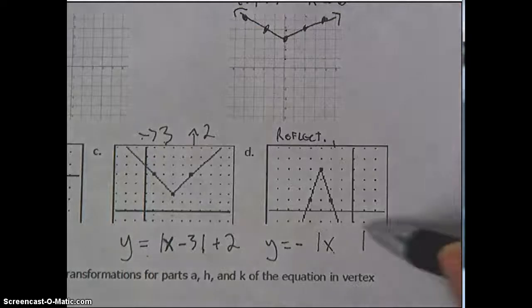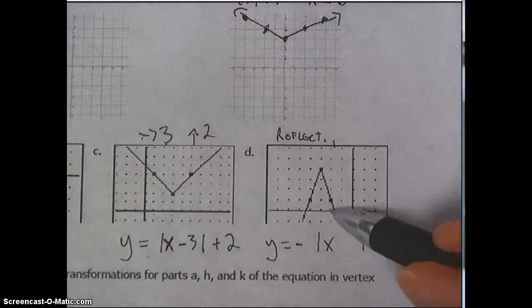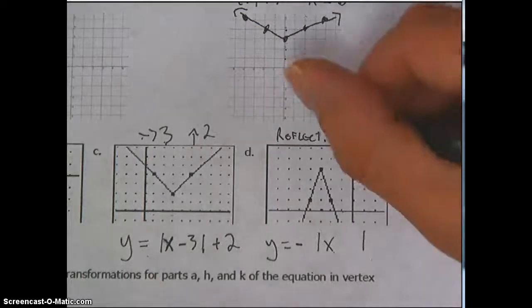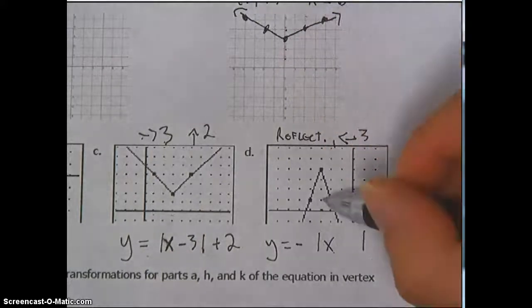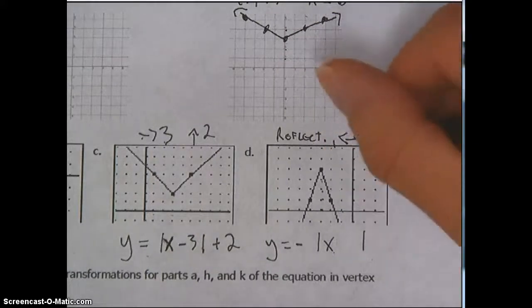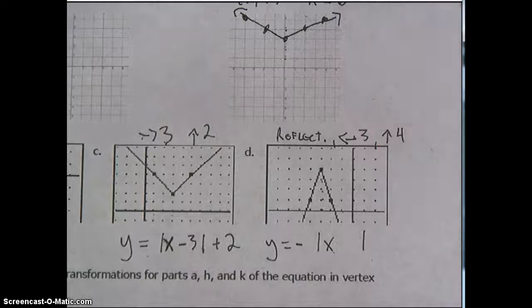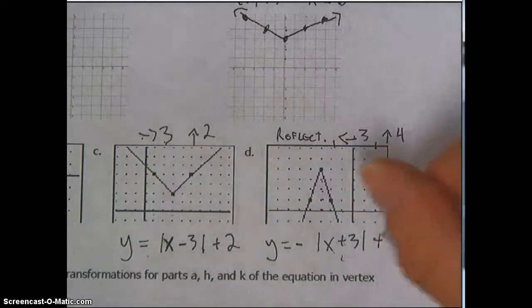The next thing I notice is I have to go left 1, 2, 3 from the origin. Left 3. Then I have to go up 1, 2, 3, 4 from the origin. So left 3, up 4. To make it go left, that's a plus 3 inside here because it's counterintuitive. To make it go up, on the outside, it's plus 4.